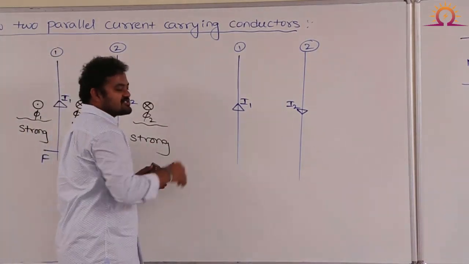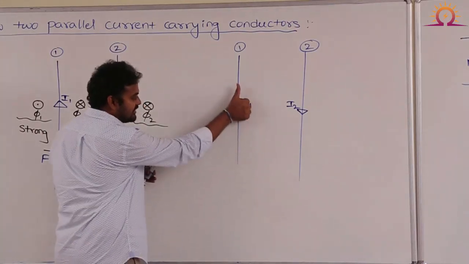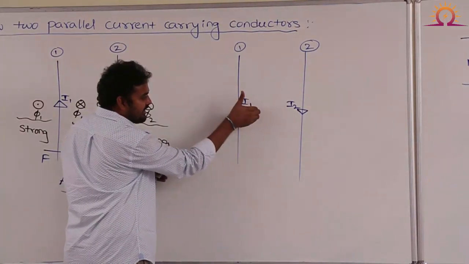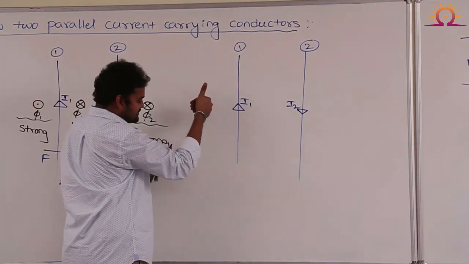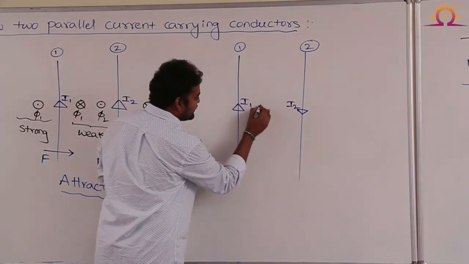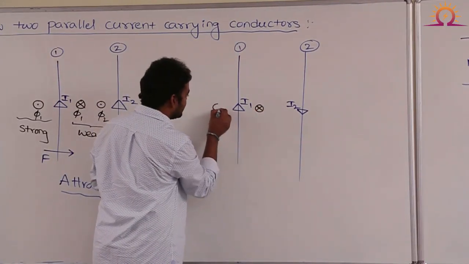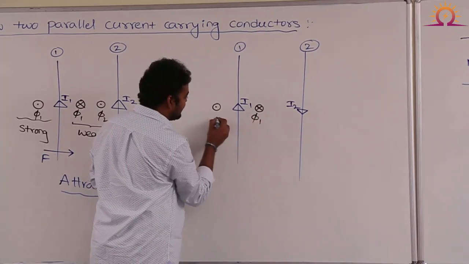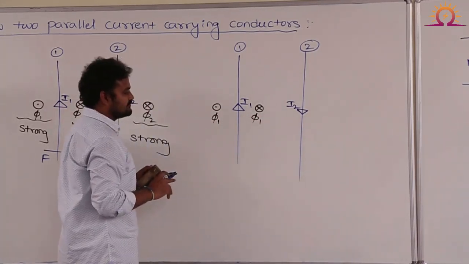So identify the respective magnetic field. Current is in the upward direction, so here the magnetic field is into the plane. Here it is out of the plane. So we have flux into the plane and flux out of the plane. This is the flux developed by the first conductor.